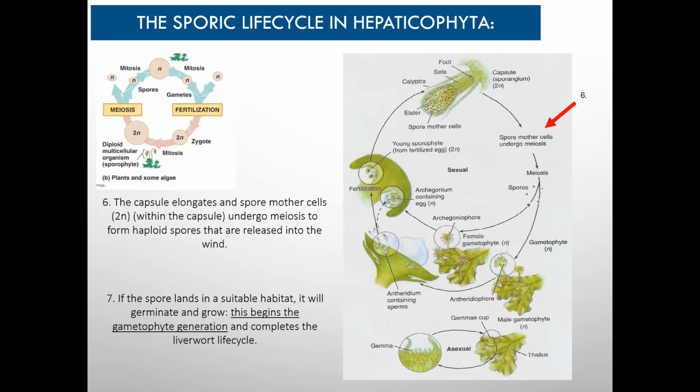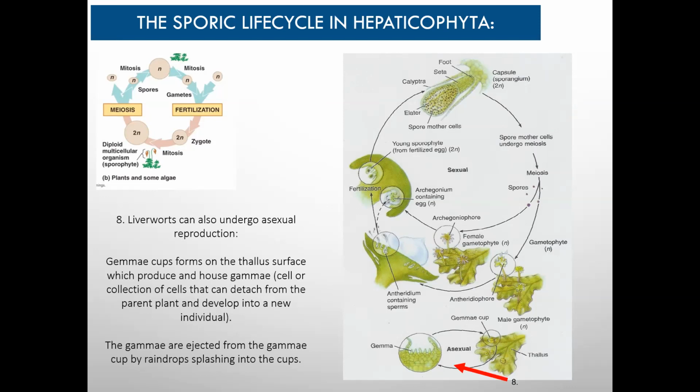The capsule elongates, and spore mother cells, which are diploid within the capsule, undergo meiosis to form multiple haploid spores, which burst out of the capsule and are released into the environment through the wind. And if a spore lands in a suitable habitat, it will germinate and grow, beginning the gametophyte generation, the thallus, and completing the liverwort life cycle.